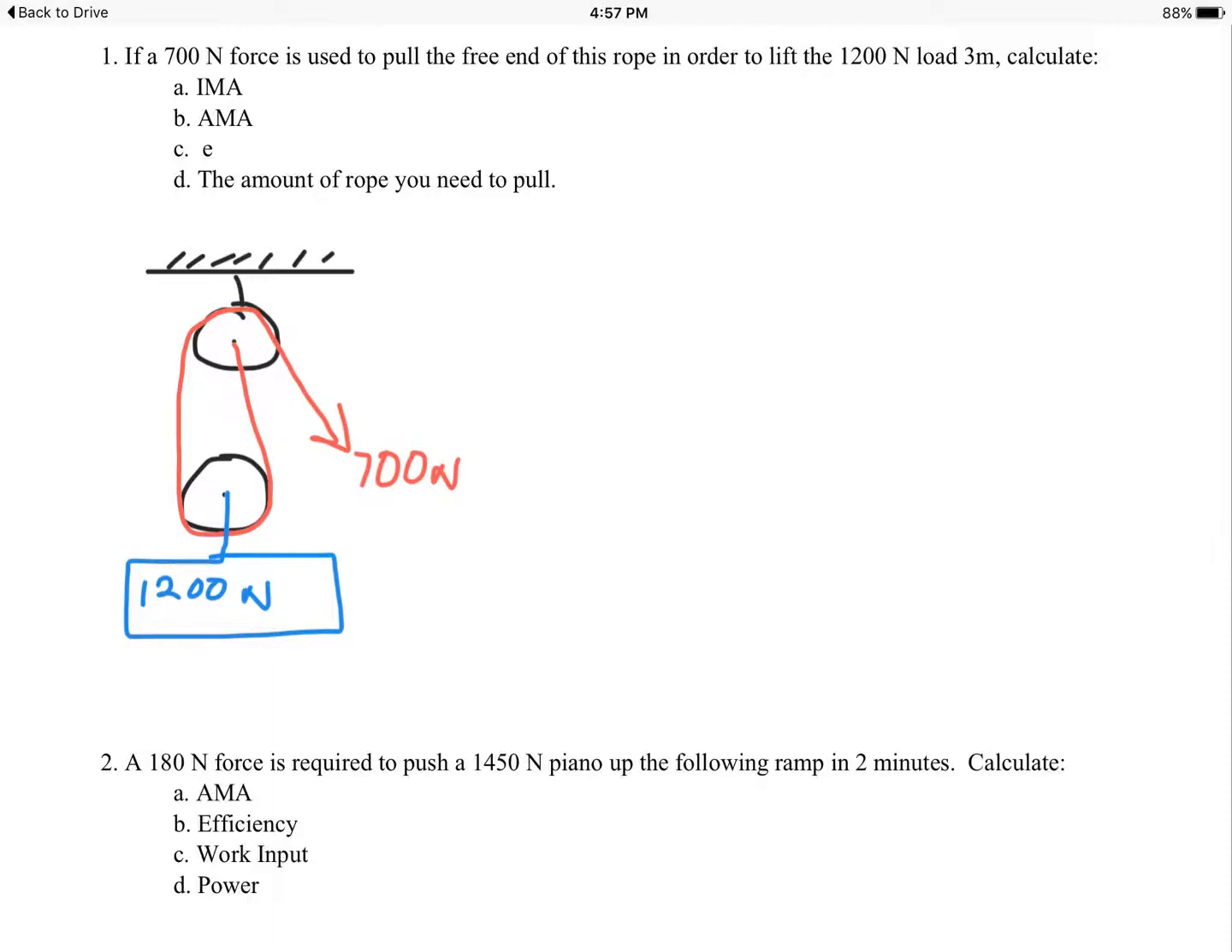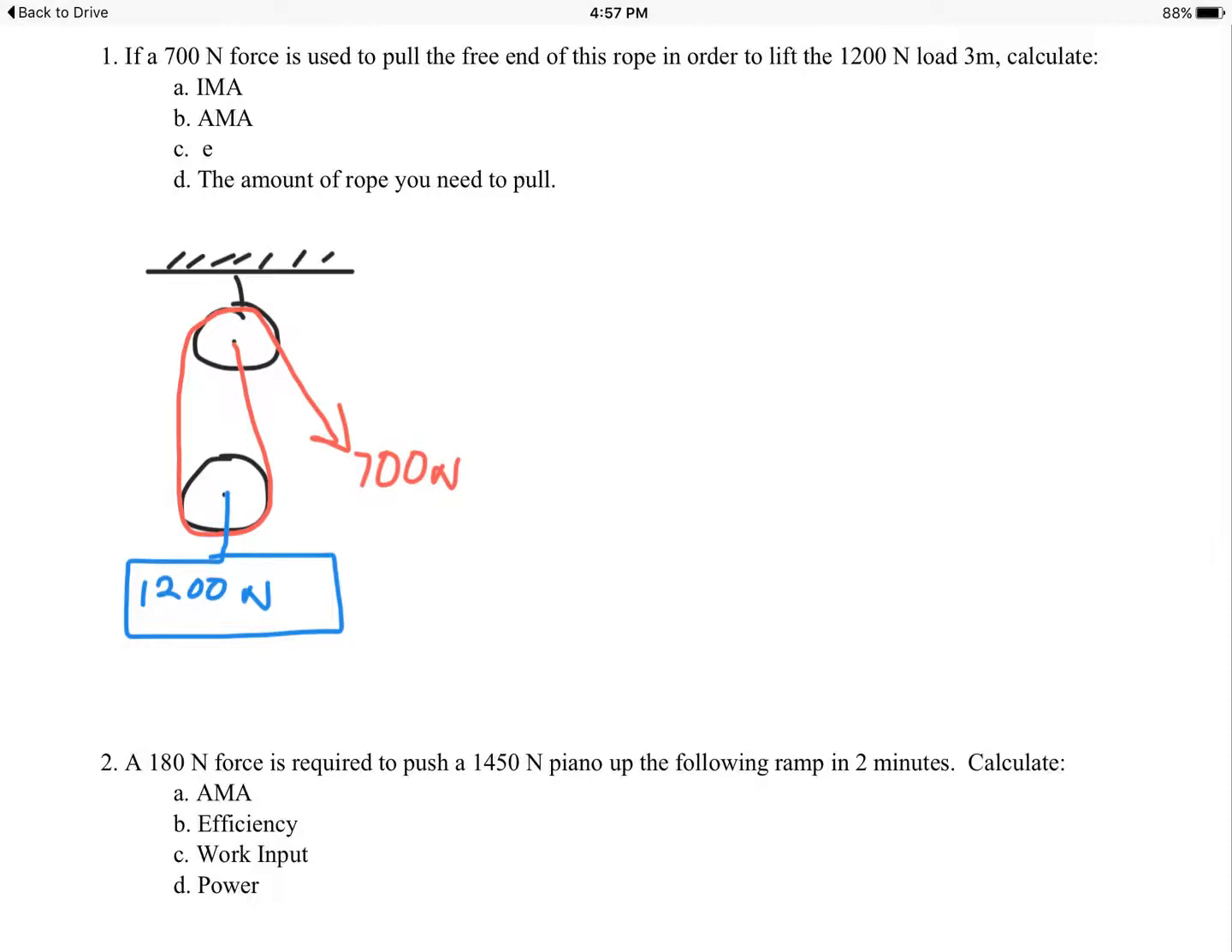Here's a sample pulley system like we looked at in class. We have 2 pulleys. The black circles are pulleys. We have a fixed pulley attached to a ceiling bracket, and the bottom pulley attached to a weight, or a weight is attached to the bottom pulley, and the red string or rope is wound around these 2 pulleys.